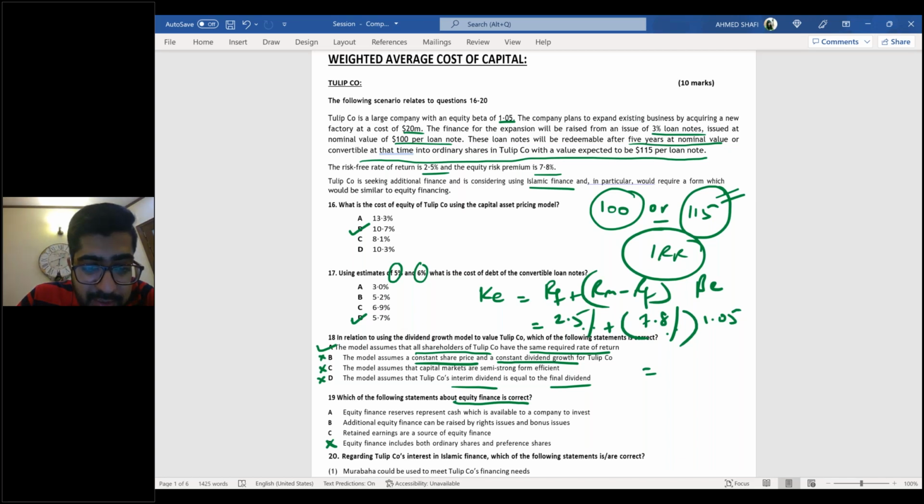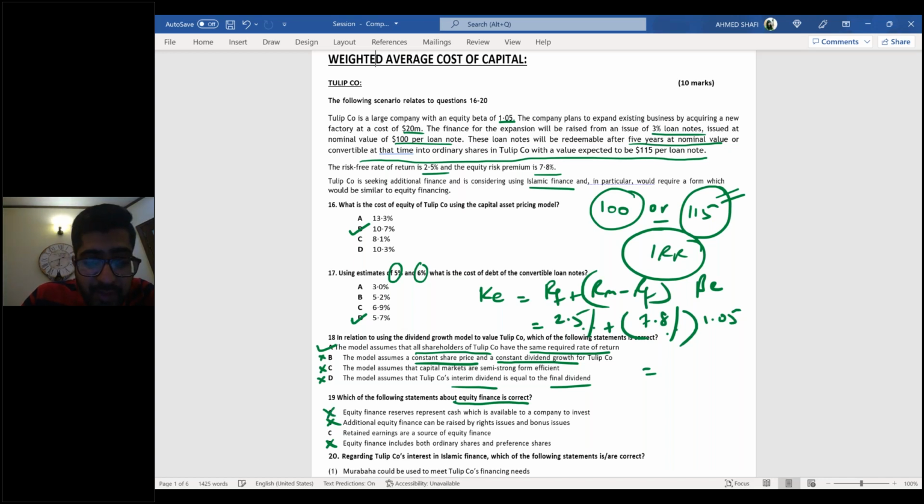B. Additional equity finance can be raised by right issue and bonus issue. Now, this is a statement of maybe basic level ACCA papers. Additional equity finance can be raised by right issue, but it cannot be raised by bonus issue. How can you raise additional finance via bonus issue? Bonus issue doesn't give you anything. Right issue gives you cash, but bonus issue doesn't give anything. So you cannot raise additional finance by bonus issue. Wrong.